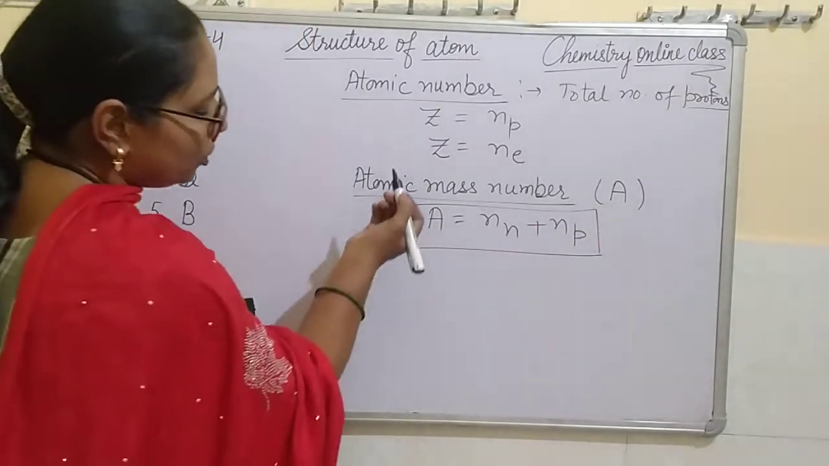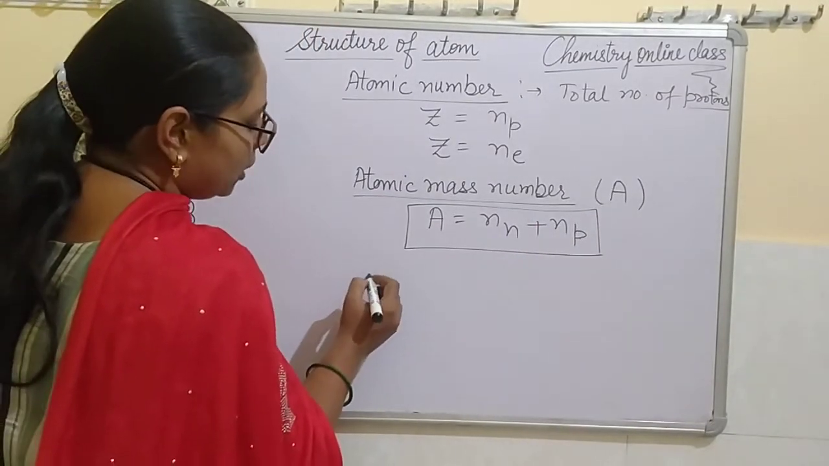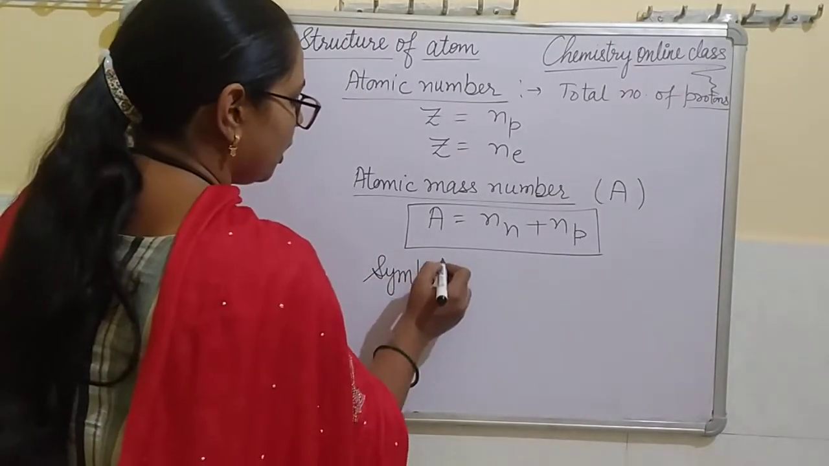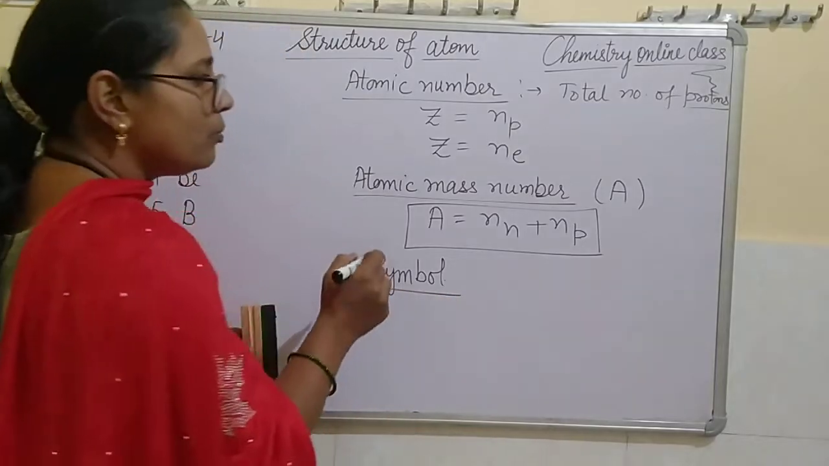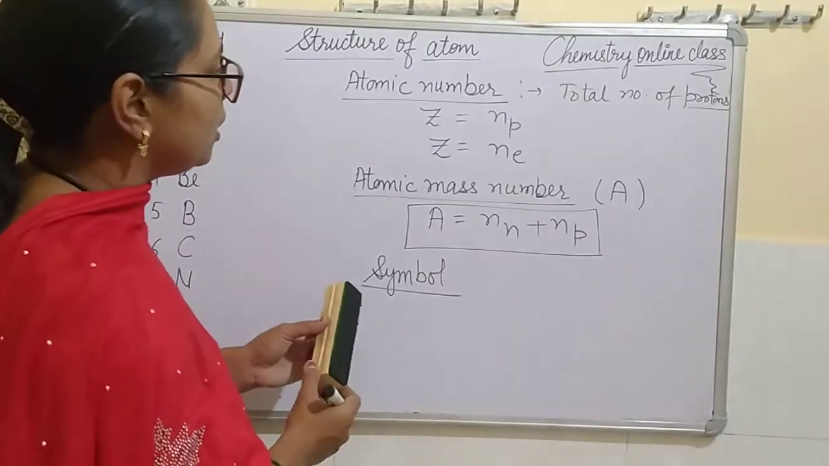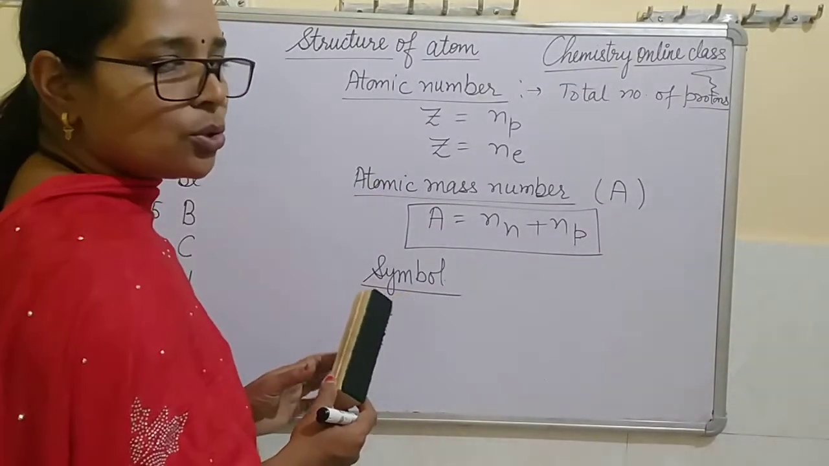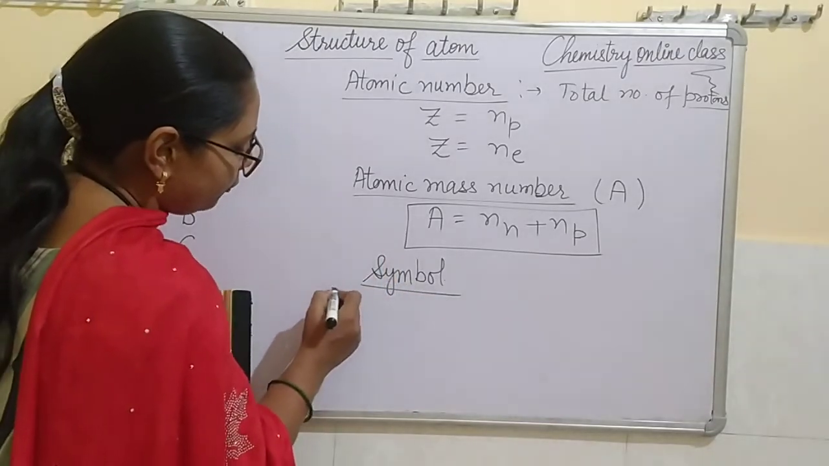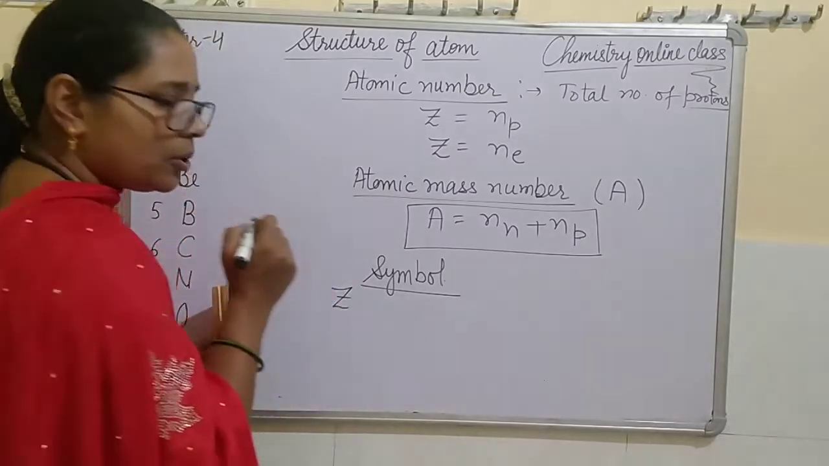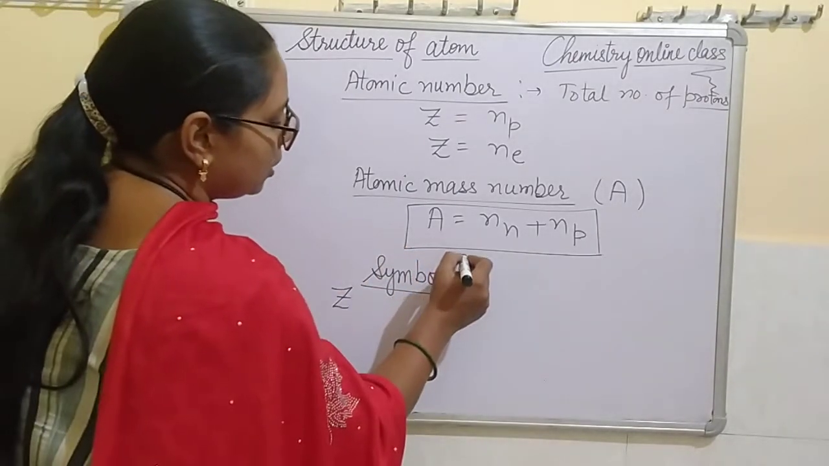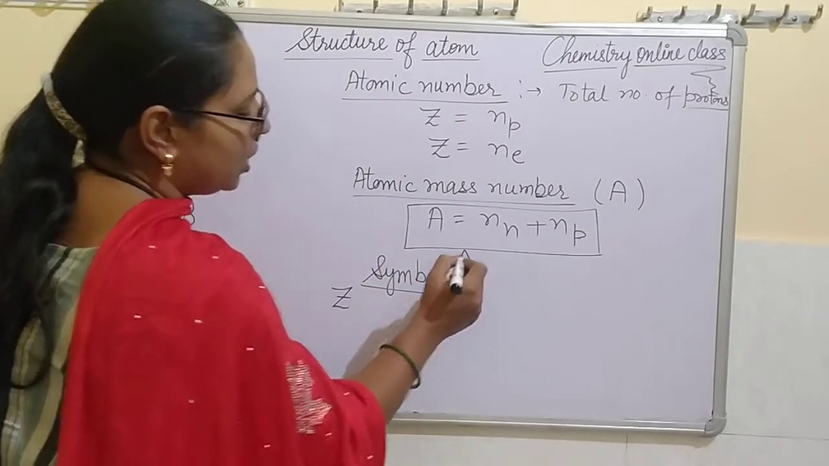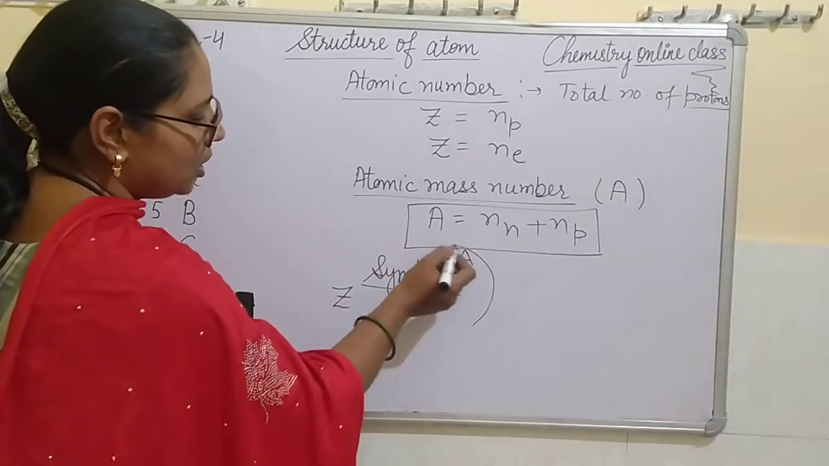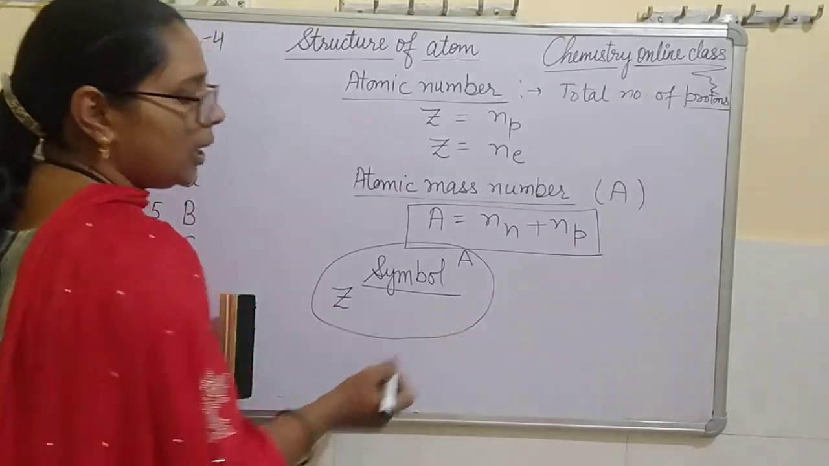And now one more thing related with these two, that is representation of an element. So how we will represent an element in terms of Z and A? We will simply write the symbol, and in the left corner we will write its atomic number, and at the top right we will write its atomic mass. So in this way we can represent an element.